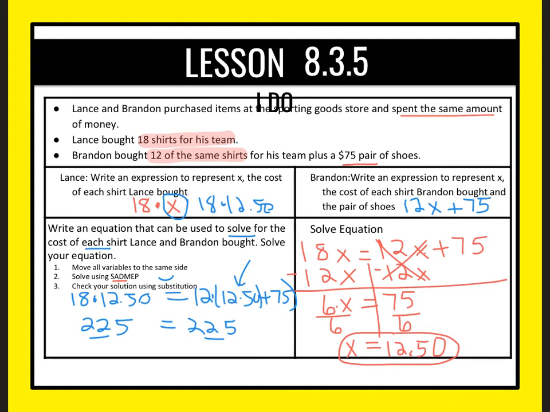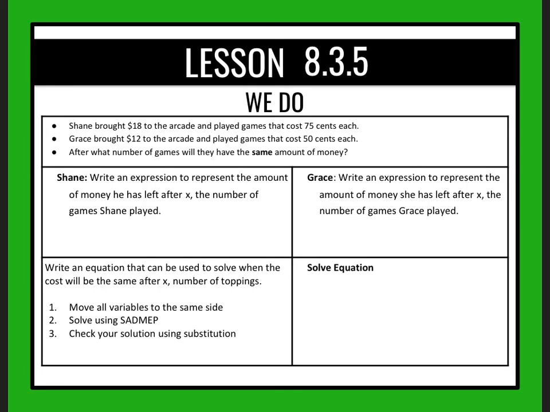Okay, multiplication. Sorry, it is time for you to try. We do means you stop, you attempt, and then you come back and check your answer. So feel free to pause, read, and do the same.